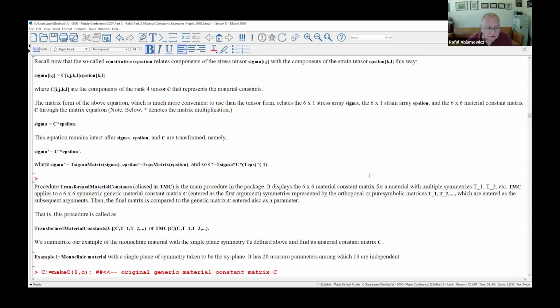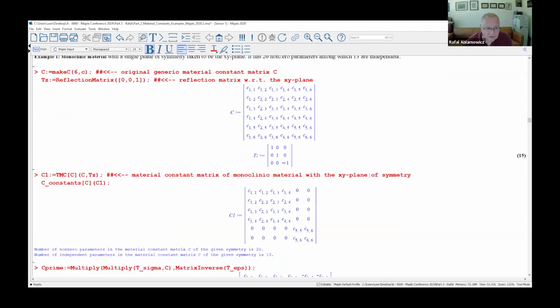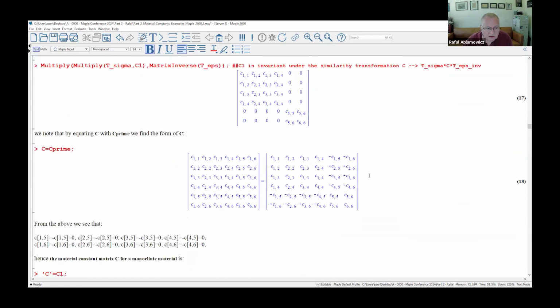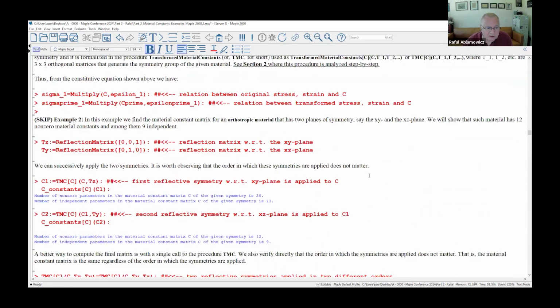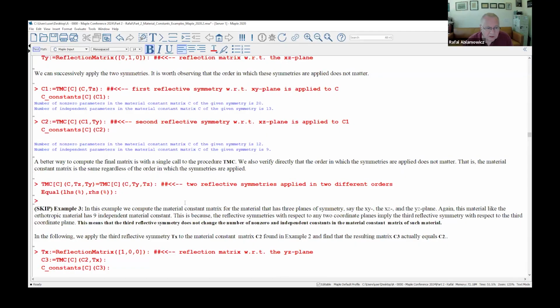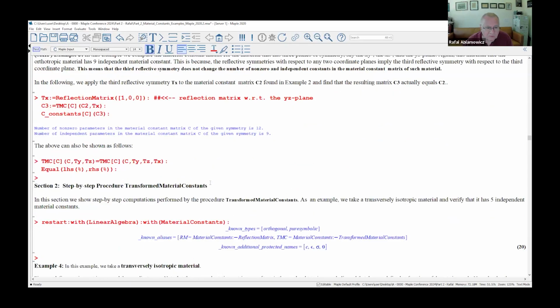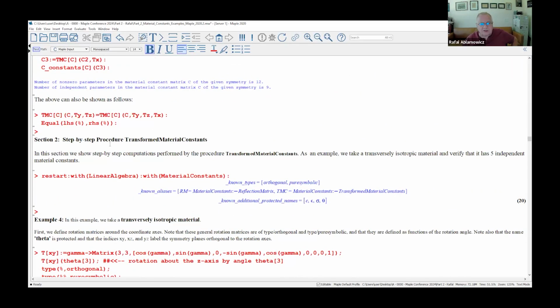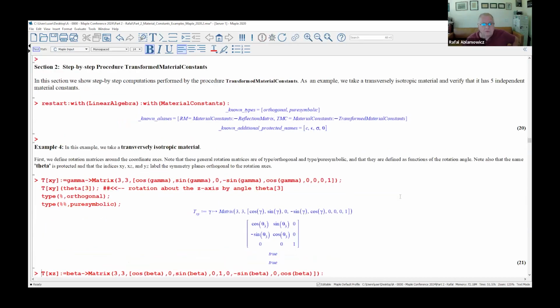So I'm going to go to my second part where I want to illustrate the code. The procedure TMC. This is a step-by-step procedure to transform material constants. And in this example 4, I'm going to use so-called transversely isotropic material to illustrate in certain steps how the procedure works.